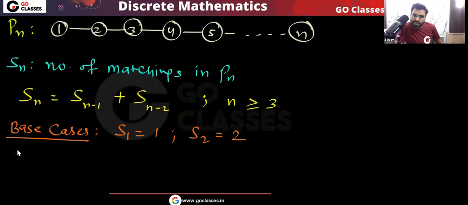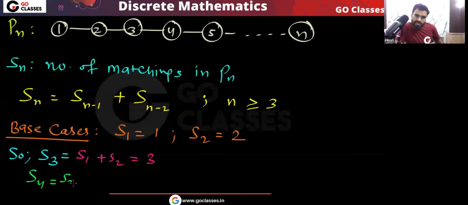Here you can easily see what will be S3. S3 will be S1 plus S2. So that will be 3. What will be S4? S4 will be S3 plus S2, that will be 5. So like that, you can get what will be S5.